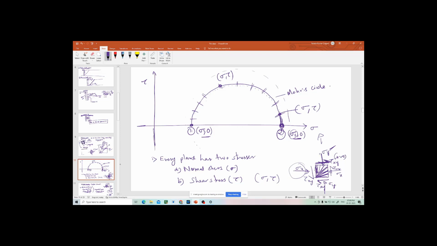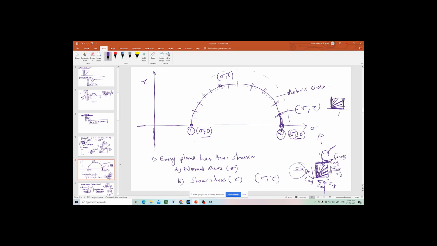So this Mohr circle is nothing but a collection of different combinations of sigma and tau. It actually represents an element which is subjected to stresses, with an infinite number of planes, including this horizontal plane, then some other plane like this, like this, like this. Finally, there is the vertical plane.